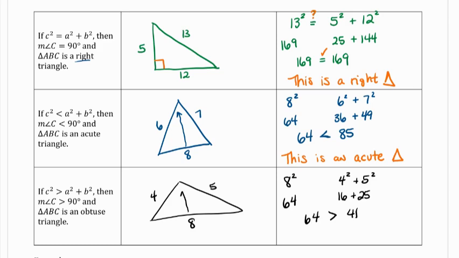So that means that angle across from the 8 is going to be larger, right? So this time, because the hypotenuse squared is bigger than the 2 sides squared, that means that this is an obtuse triangle, meaning that angle that's across from the longest side is an obtuse angle. So over here would be an obtuse angle. Okay, so we can use that to decide what kind of triangle we've got.